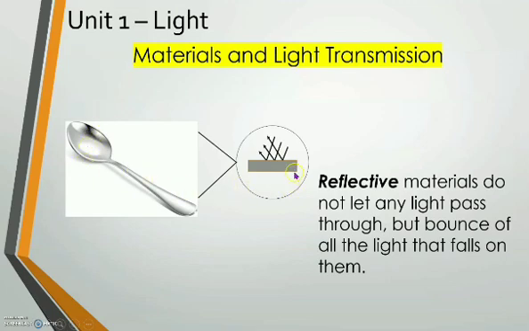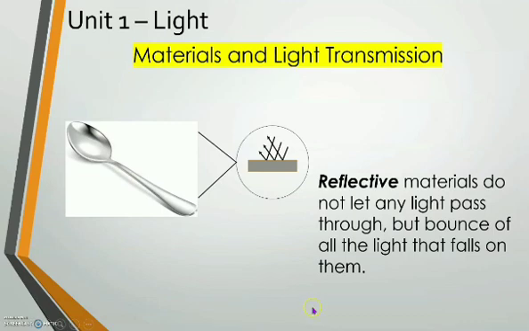So for example, this is the surface of the spoon. When the light hits, the light bounces back. It reflects. It does not go through, it does not transmit through, but the light reflects. The light bounces off. That's why we can see the reflection.